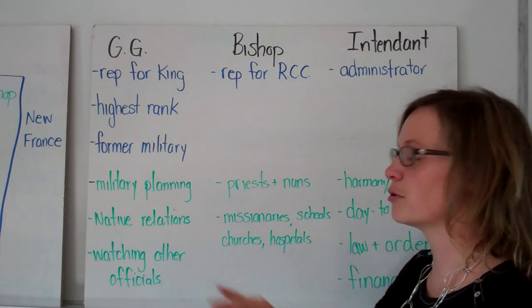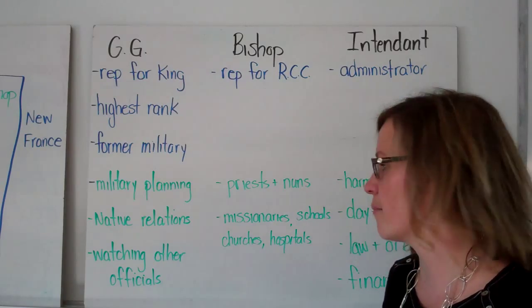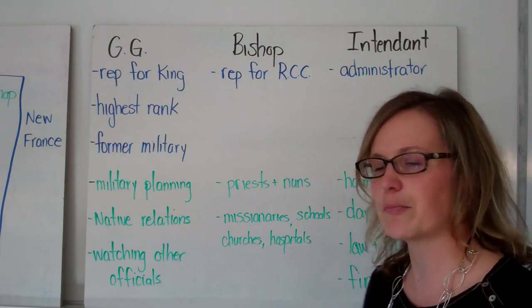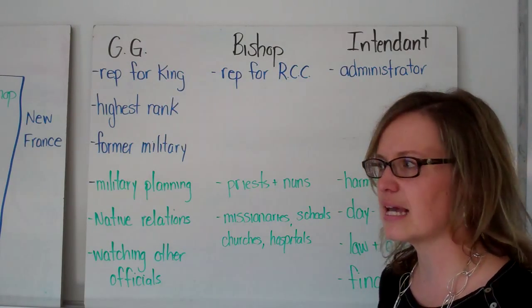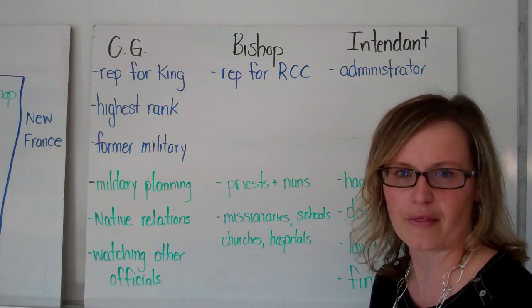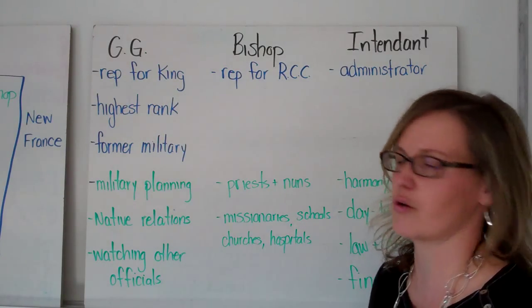The bishop was responsible for the priests and the nuns, overseeing them, the missionaries, the schools, the churches, the hospitals, and to see how the parishes were going in the colony, to see how religion was spreading, to see who was going to church, who wasn't going to church, and report that back to the governor general.